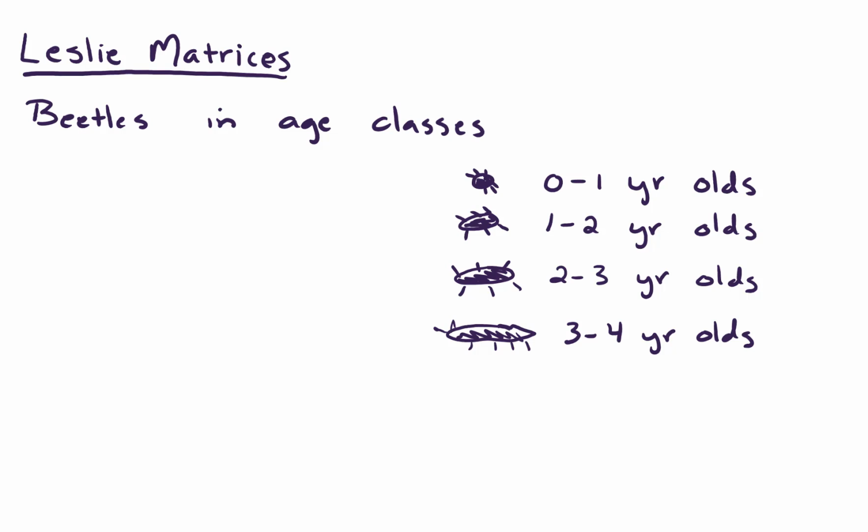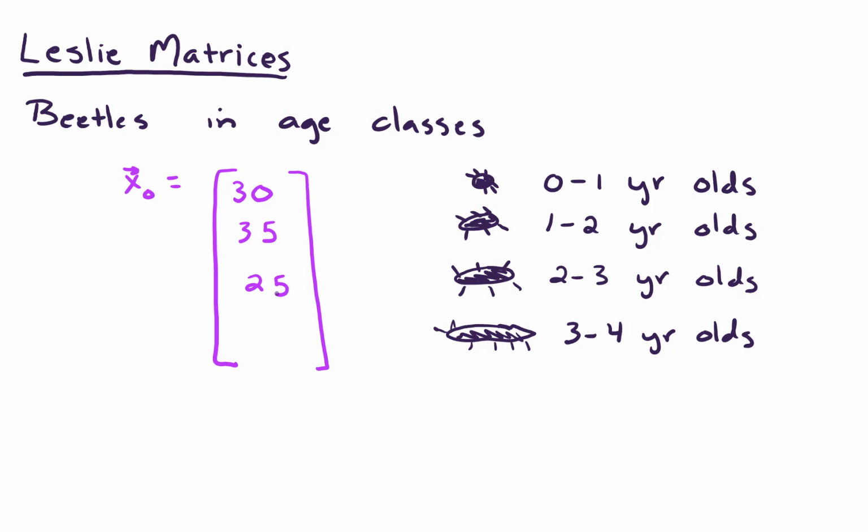Let's begin with an initial vector, and we'll assume that in our initial vector we have a certain number of beetles in each of these different age classes. So suppose we have 30 newborn beetles, 35 juveniles, 25 young adults, and 10 very mature beetles.